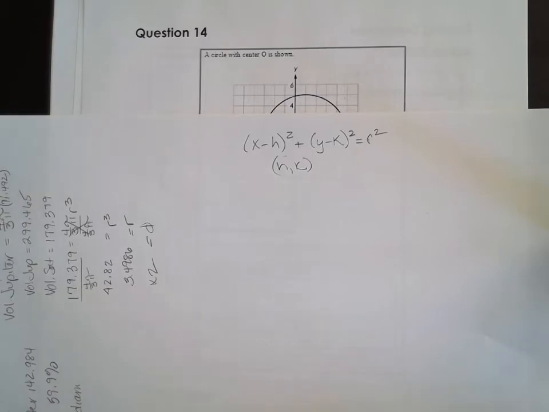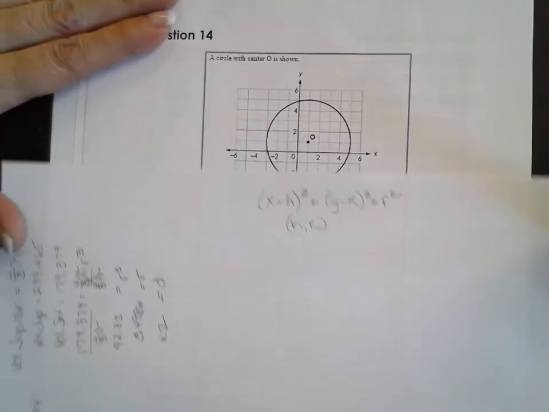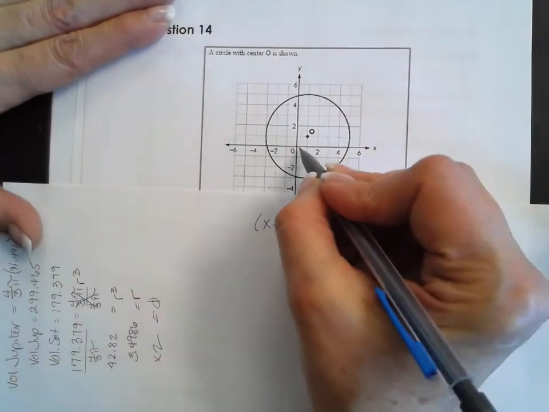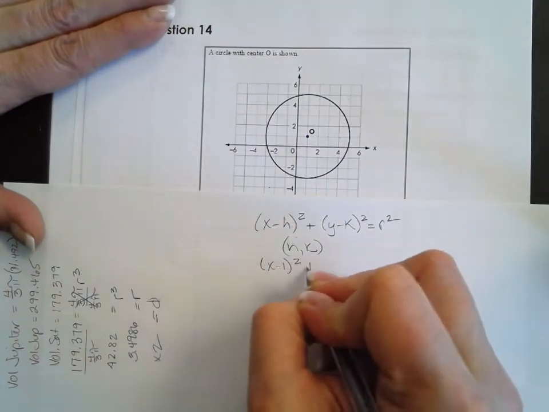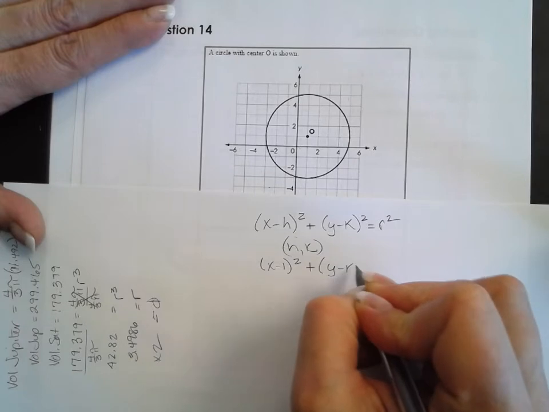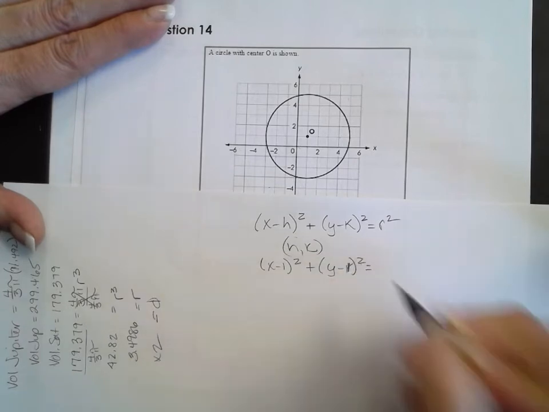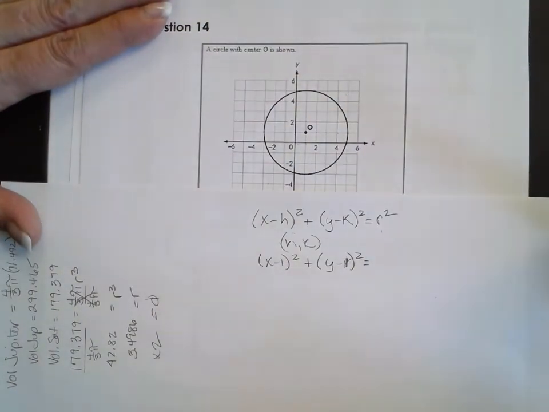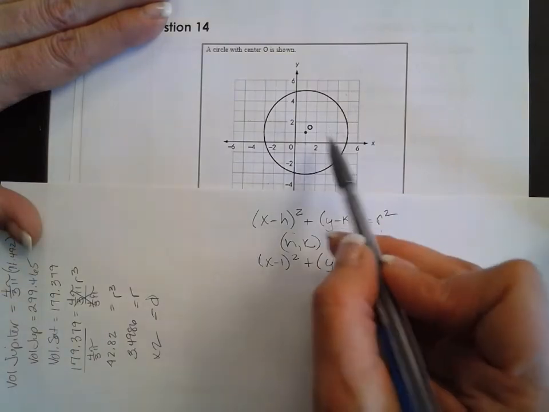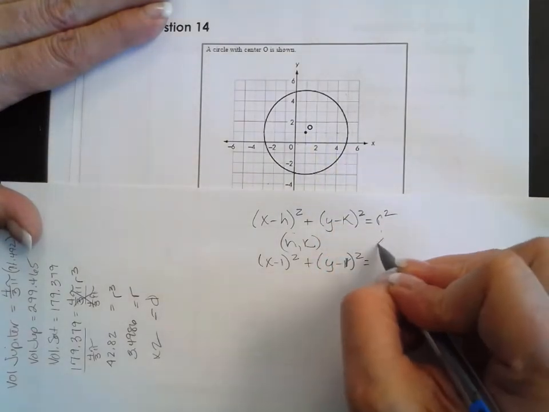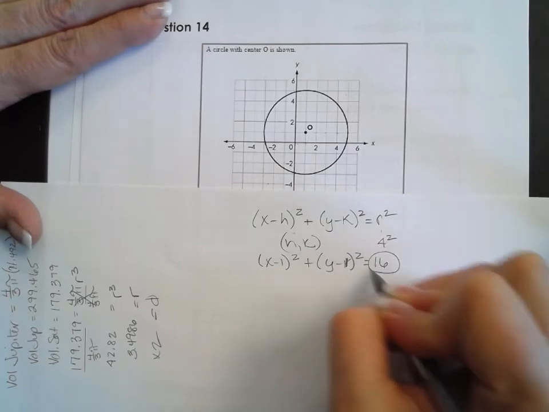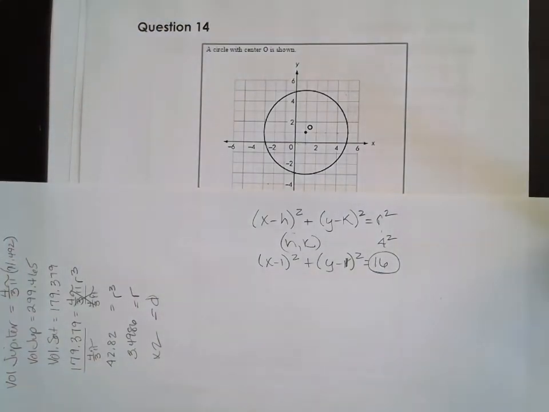It is a point, I agree, but which point? The center? Yeah. So here it would be 1, 1. So I have x minus 1 squared plus y minus 1 squared. Perfect. Now, what's my radius? 1, 2, 3, 4. So what's 4 squared? 16. Make sure you simplify that out.